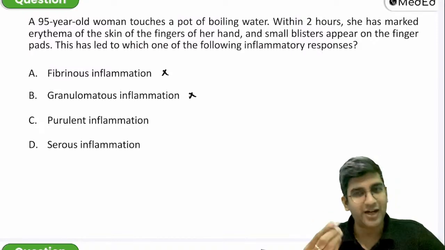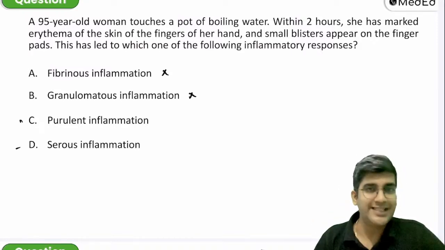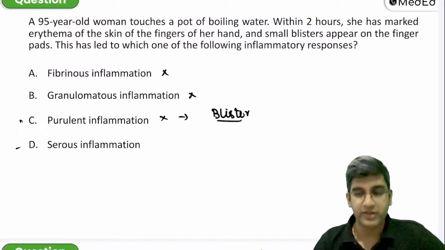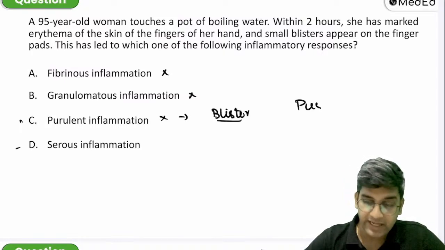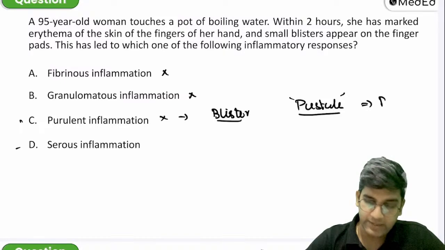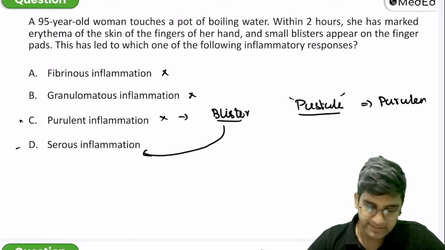No granulomatous, acute, pus or serous. Not pus because it's a blister. Blister means it's fluid filled. If it's pus filled, I will use the term pustule. Okay, pustule means yes, I will think of a purulent inflammation. Since it's a blister, it's a serous inflammation.